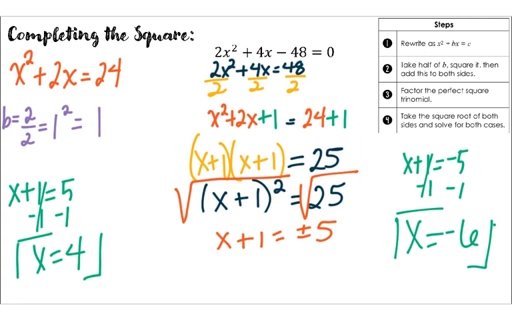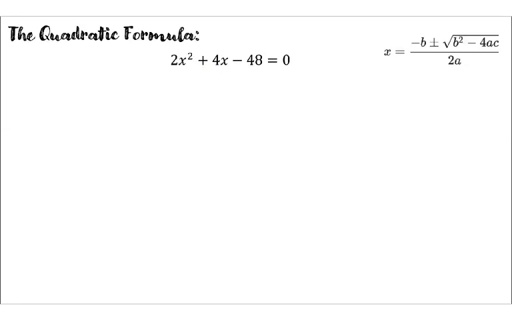All right, let's look at the next method, which is the quadratic formula. The quadratic formula, like I said in the beginning, is very magical because you can just substitute straight into the quadratic formula. You don't have to worry about reducing any values, making it factorable, or making sure a is 1 and b is even for completing the square. You can just go straight into the quadratic formula. So for this problem, a is 2, b is 4, and c equals negative 48.